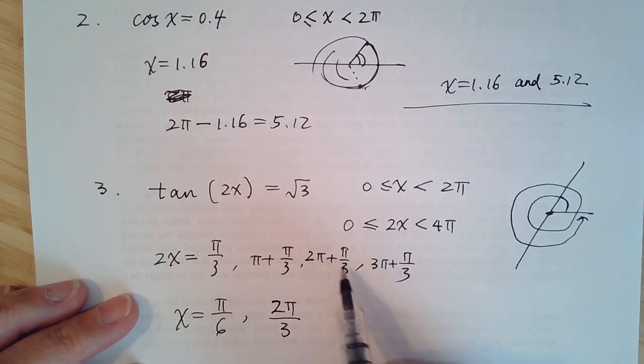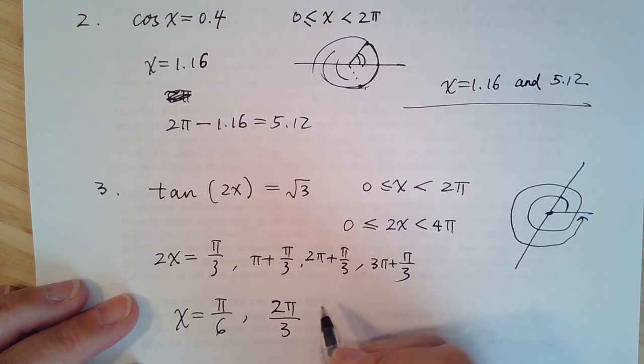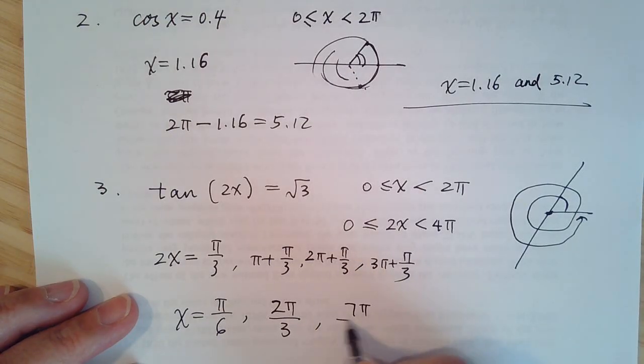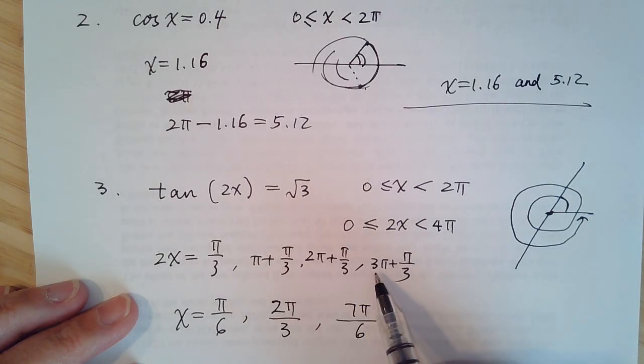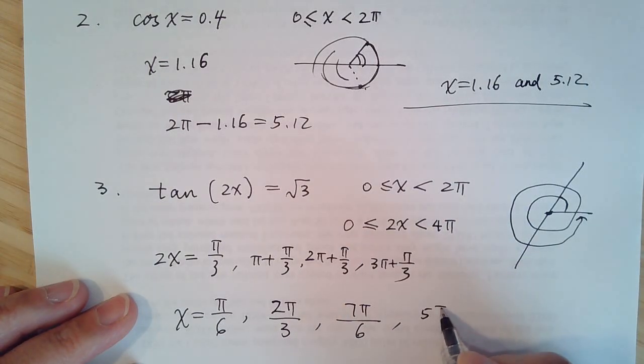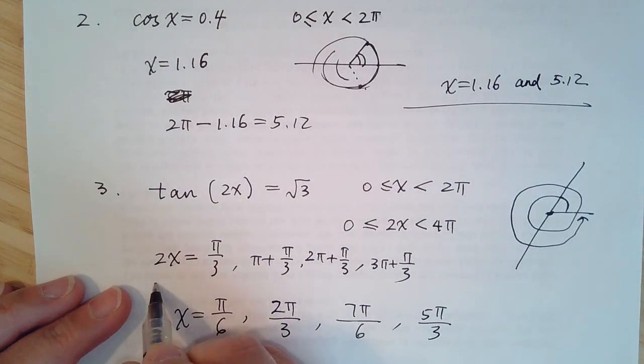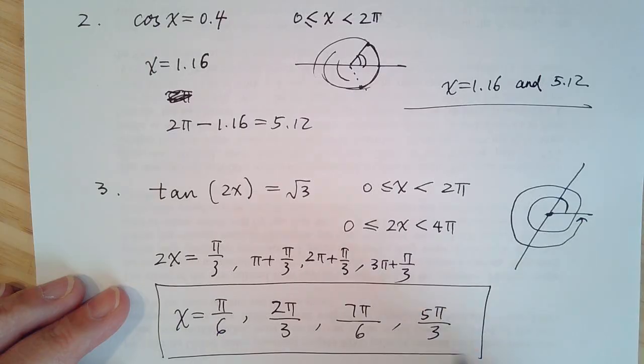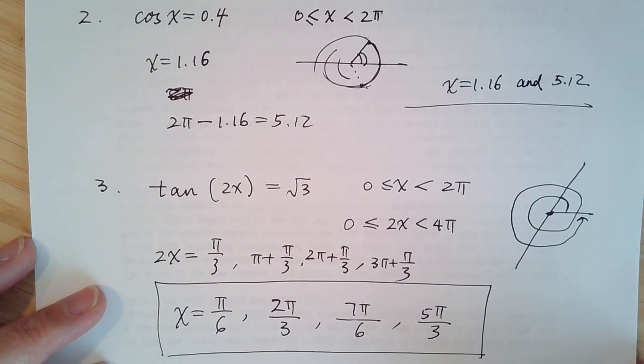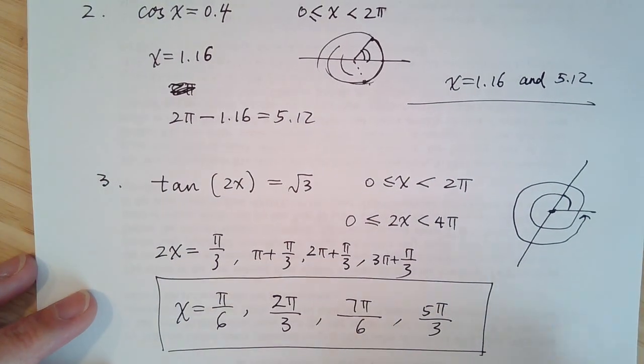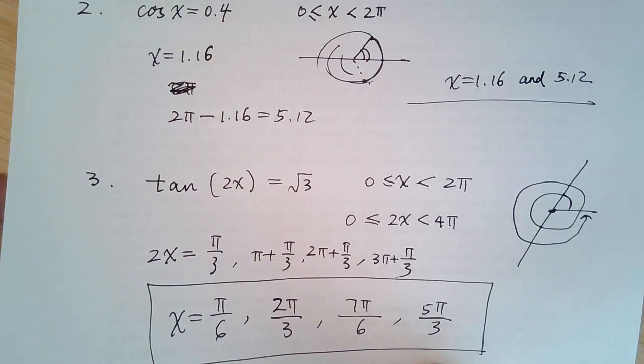And this one, 2 pi plus a third, this is a 6 over 3. So it's going to be 7 over 3. Half of that will be 7 pi over 6. And this is a 3 pi, which is a 9 over 3. Plus 1/3 is a 10 over 3. Half of that is a 5 pi over 3. So that is the solution. You actually have 4 answers to this question. So this is a 1, 2, 3.